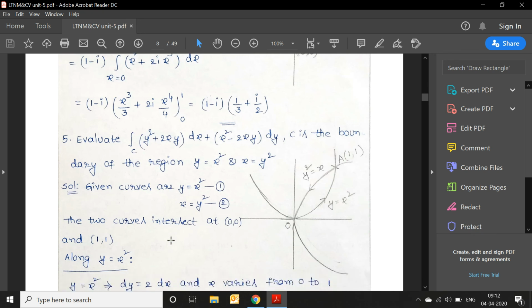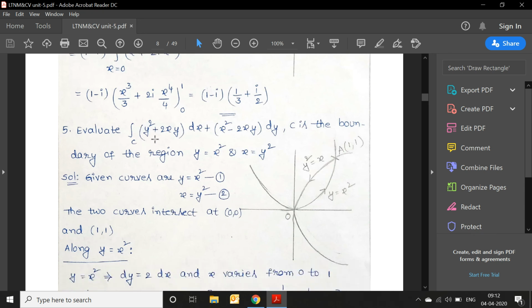So next one is evaluate the integral over C of (y square plus 2xy) dx plus (x square minus 2xy) dy. C is the boundary of the region y is equal to x square and x is equal to y square. These two are parabolas. One is symmetrical about x-axis, one is symmetrical about y-axis. So x is equal to y square is symmetrical about x-axis, y is equal to x square is symmetrical about y-axis.